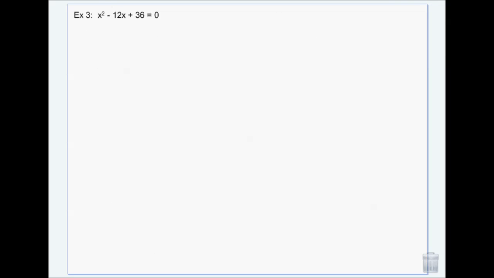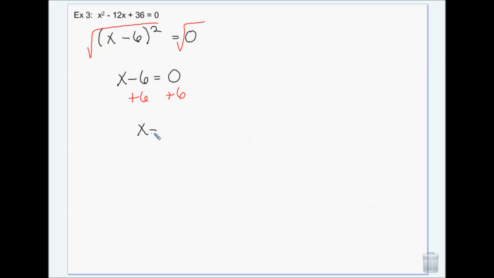So I'm going to take the factored form, which is x minus 6 squared, minus because of the negative 12. And that equals 0. I will take the square root of both sides, and I get x minus 6 equals 0. And I will add 6 to both sides. x equals 6.